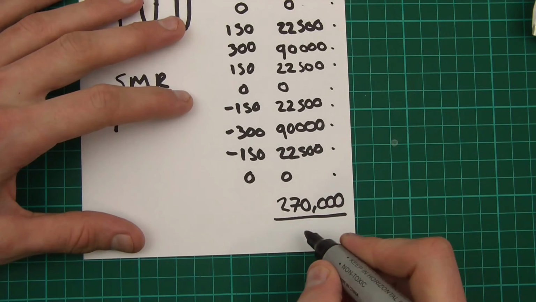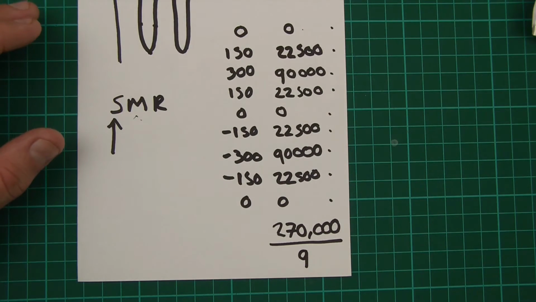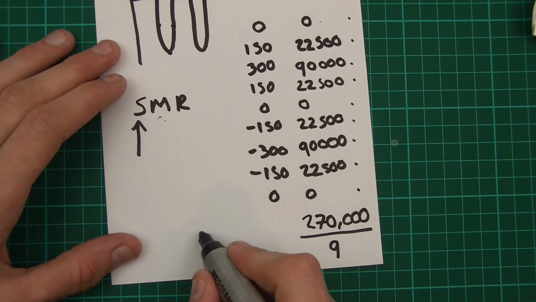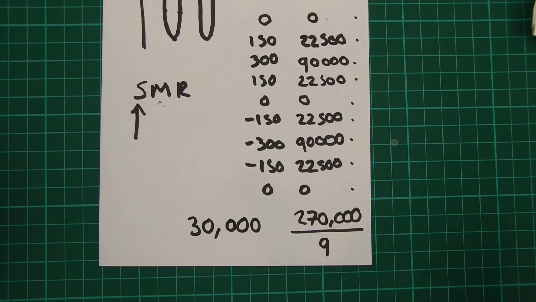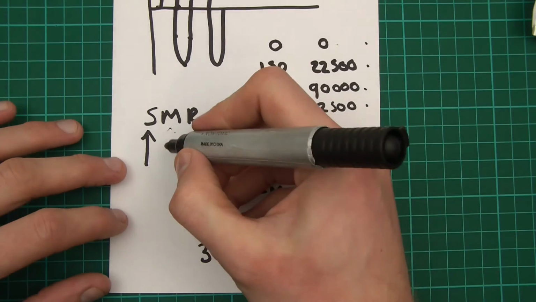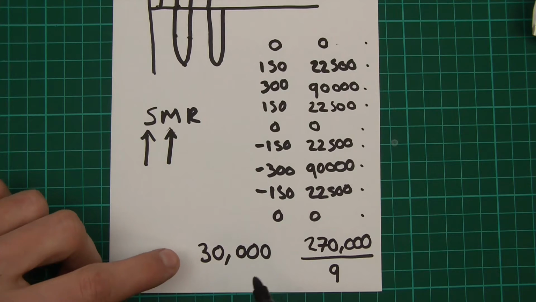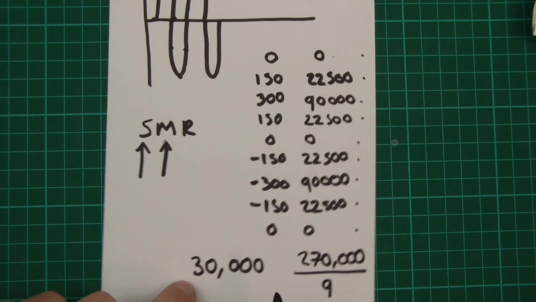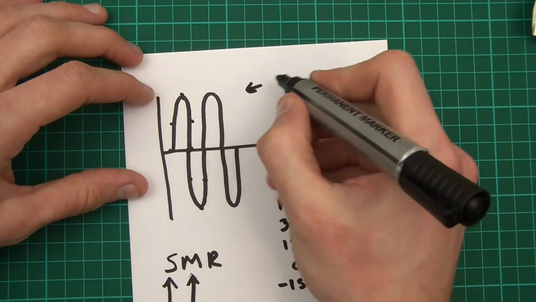So if we get 270,000 now and divide that by 9, I'll just do this on my calculator, divide by 9 equals 30,000. Again this looks ridiculous at the moment, it looks completely meaningless. But there we go, so we've got the mean number. Now if I was to root this, or find the root of 30,000, that will tell us the average voltage.